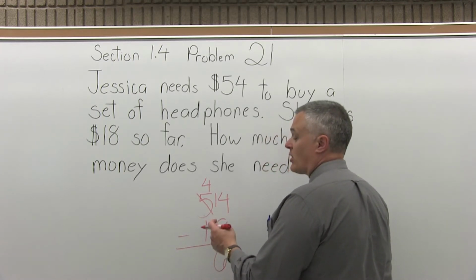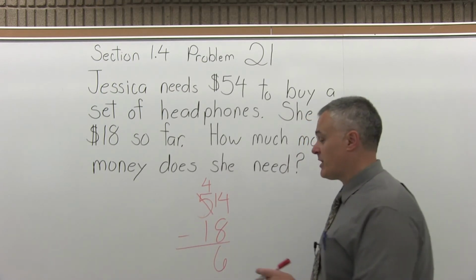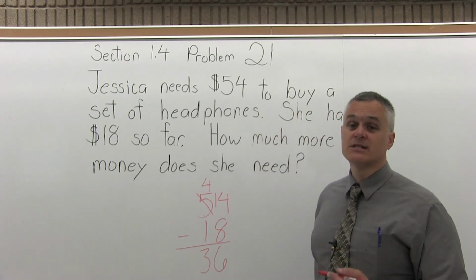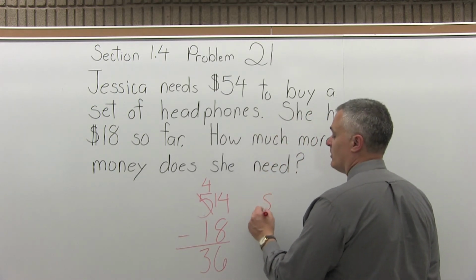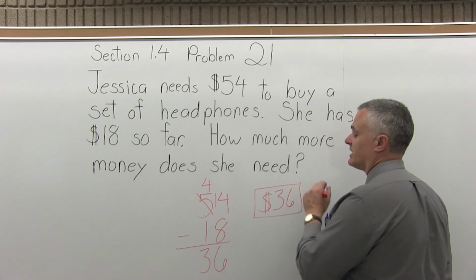Now as I go over one column to the left, I need to subtract 4 minus 1. 4 minus 1 gives me a 3, and that means the answer is 36. Now since this is in terms of money, we can call it $36. Jessica needs another $36 to get her headphones.